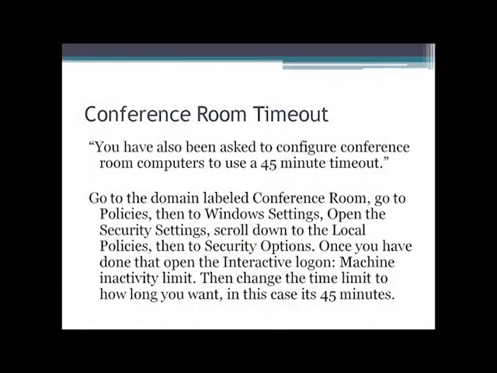You have also been asked to configure the conference room computers to use a 45-minute timeout. Now you're going to go to the domain labeled conference room, go to policies, then Windows settings, open up the local security settings, scroll down to the local policies, then to security options. Once you've done that, open the interactive logon machine inactivity limit. Then change the limit to how long you want. In this case, it is 45 minutes.